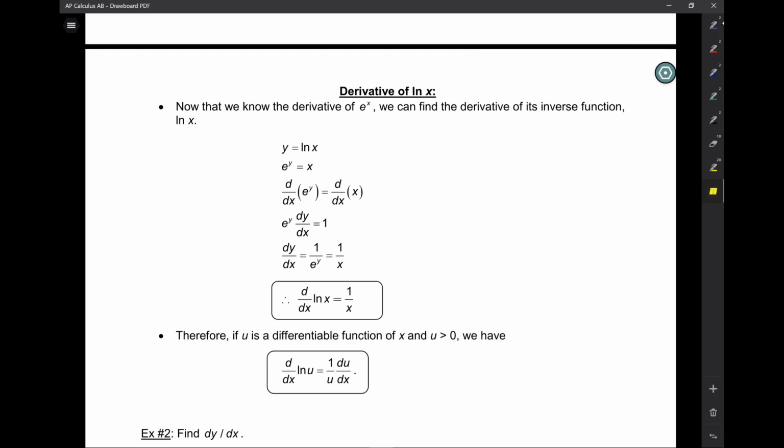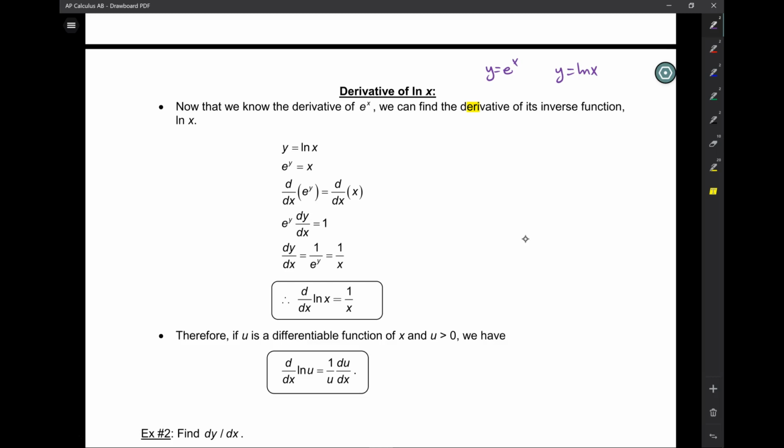So the derivative of ln of x has a similar situation. I'm not going to go over it, right? But basically, how are e to the x and ln of x related to each other? What's e to the x compared to ln of x? One is the inverse of the other, all right? So we find the derivative the same way as we find the derivative of inverses. But I'm not going to make you guys go through it.